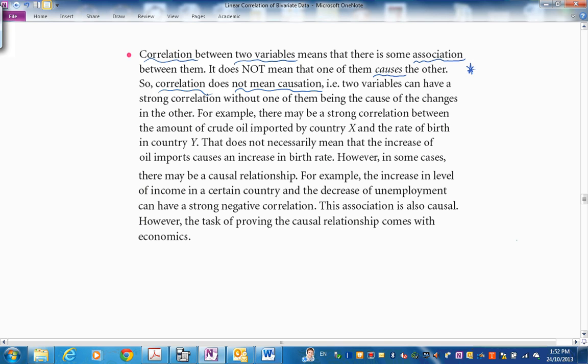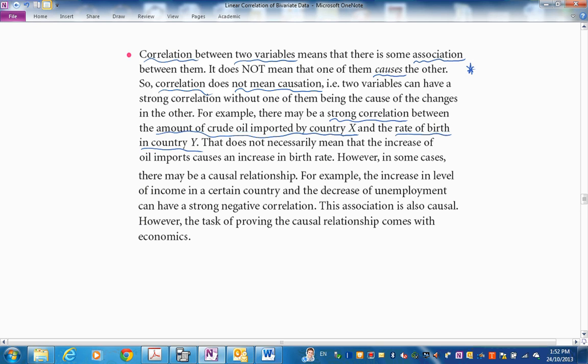Two variables can have a strong correlation without one of them being the cause of the changes in the other. There may be a strong correlation between the amount of crude oil imported by a country X and the rate of birth in that country, and by country Y and the rate of birth in country Y. That does not necessarily mean that the increase of oil imports causes an increase in birth rate. There might be another factor.